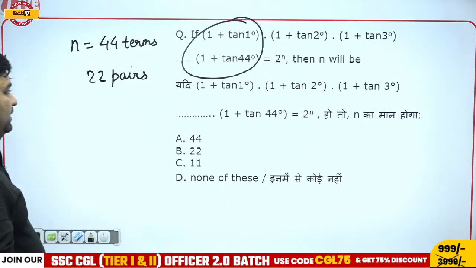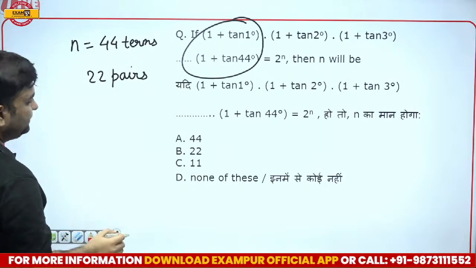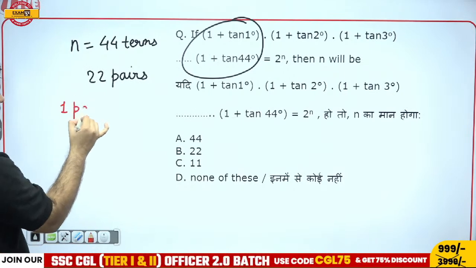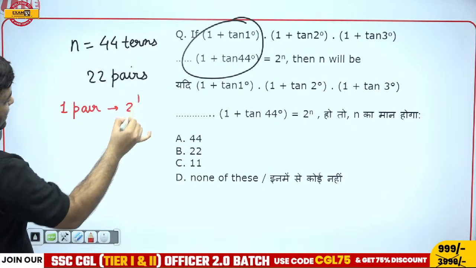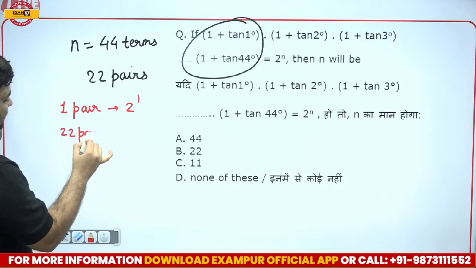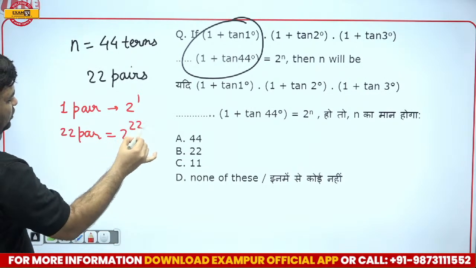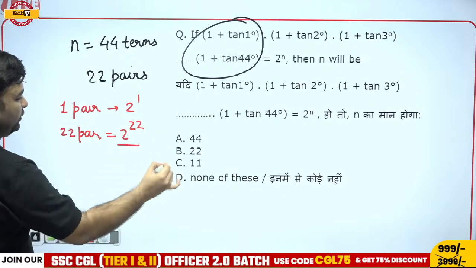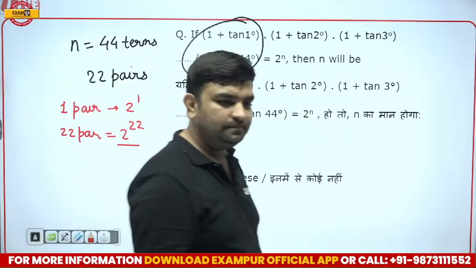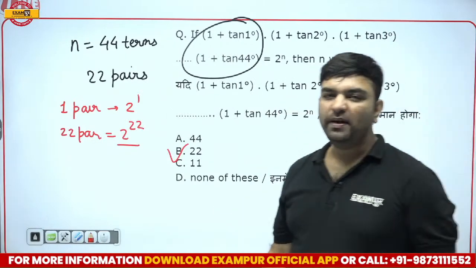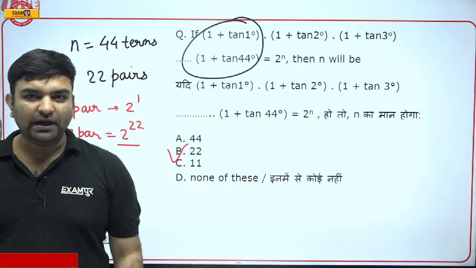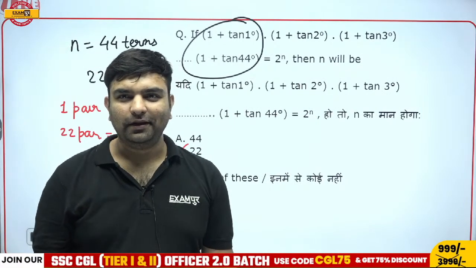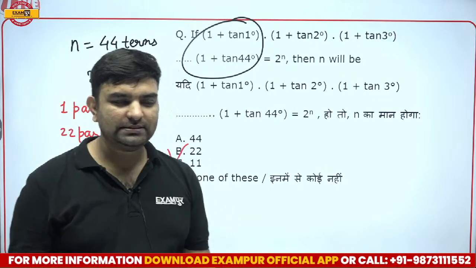Now, if there are 22 pairs, you know one pair will give 2 power 1. So 22 pairs will give you 2 power 22. Multiplication of 2, 22 times. That is the answer. Well done, Monica, Harika, Prajwal, Anupam, and everyone else.